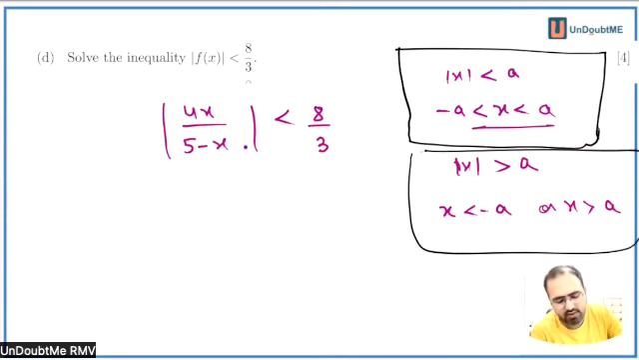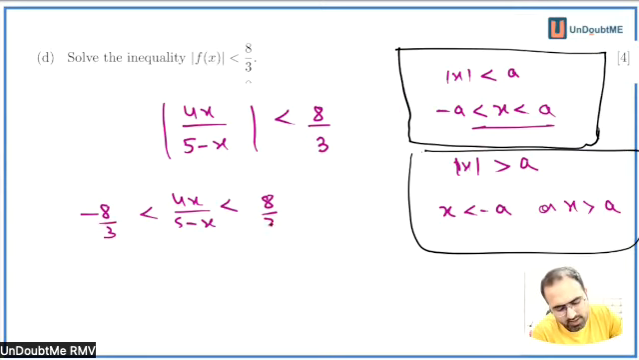So I have mod of this thing less than 8 by 3. So the first step will be 4x over 5 minus x is between minus 8 by 3 to 8 by 3. After that, how do we solve this inequality? Any one of you have any idea? Let's make it more simple. Instead of 4x over 5 minus x, if I write f(x) only, then can any one of you tell me what we can do over here?